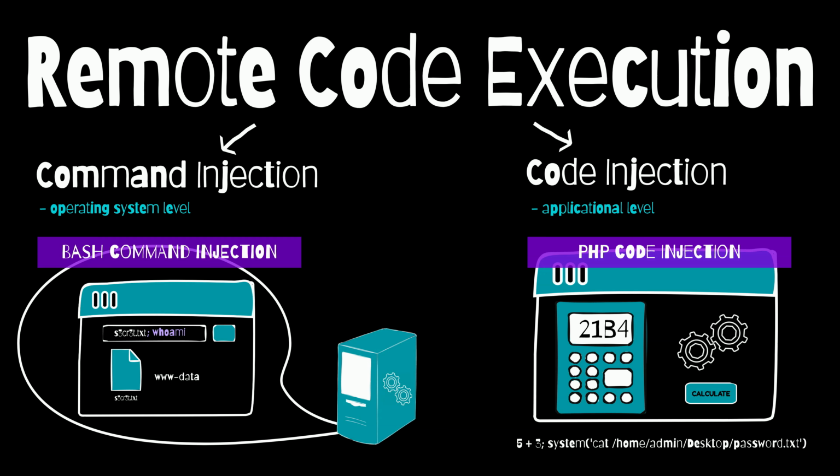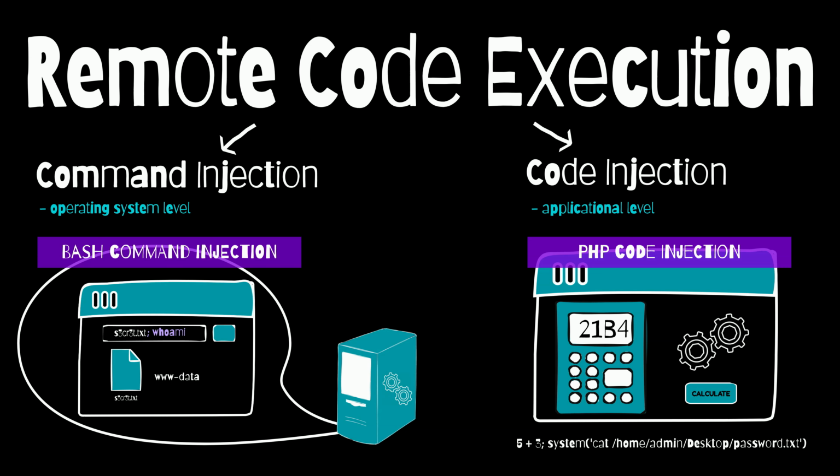Both code injection and command injection lead to remote code execution, but they achieve it through different technical approaches. Code injection compromises the application level, while command injection compromises the operating system level.